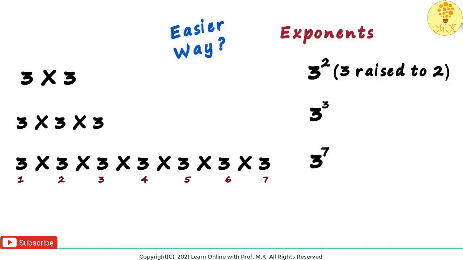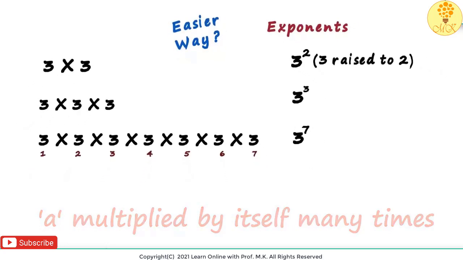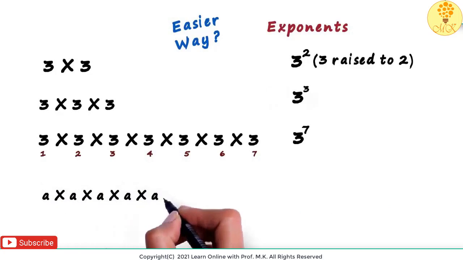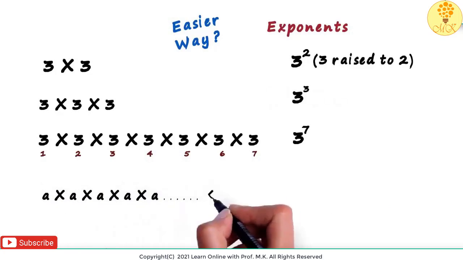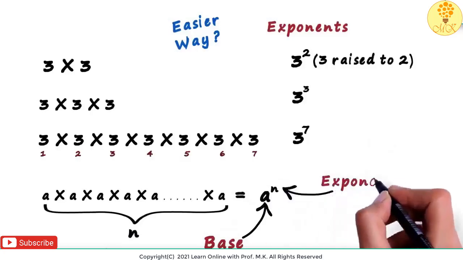If we have any number, say a, multiplied by itself many times, we write it as a multiplied by a multiplied by a and so on. If there are n a's in this product, then it can be written as a raised to n. The number a is called the base and the number n is called the exponent.